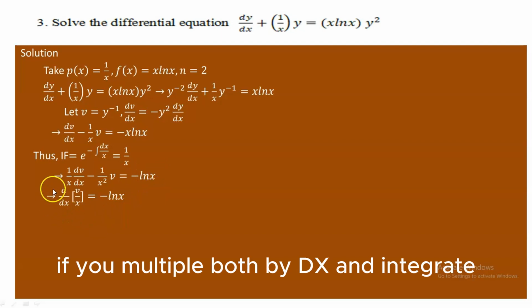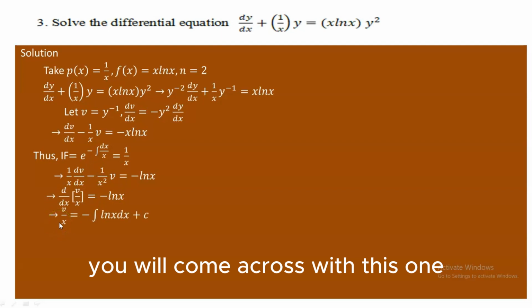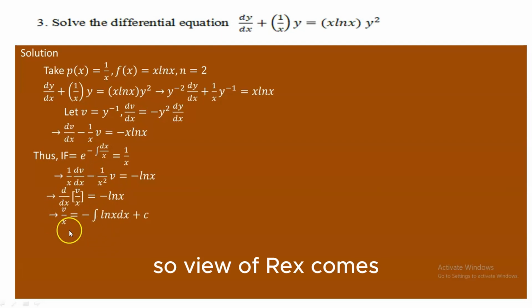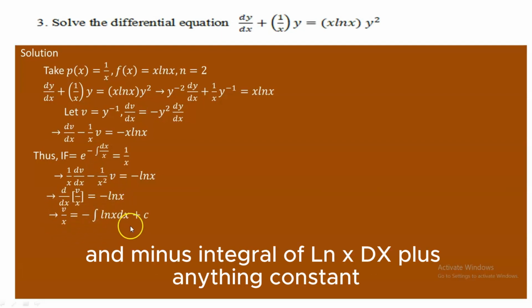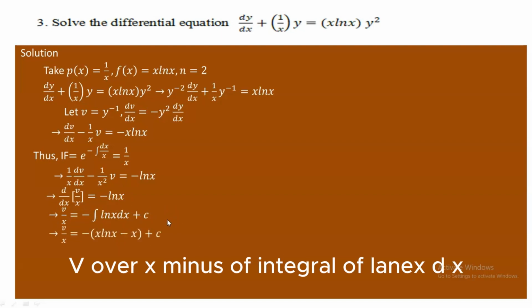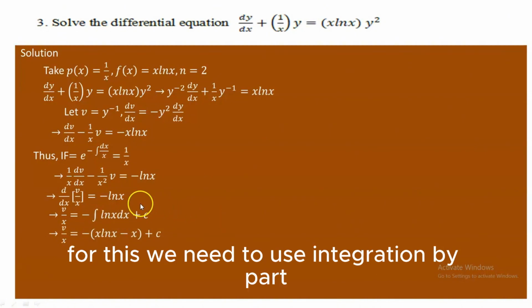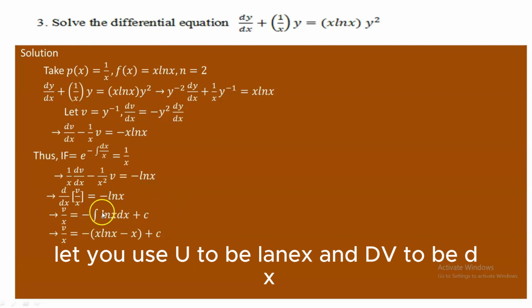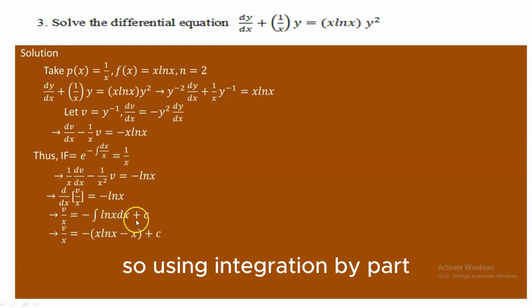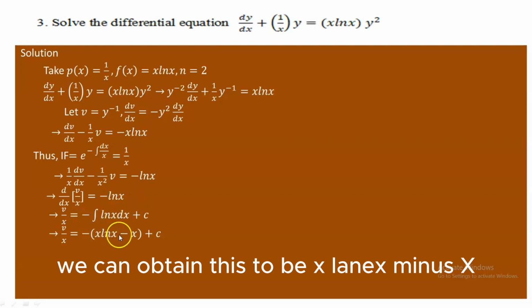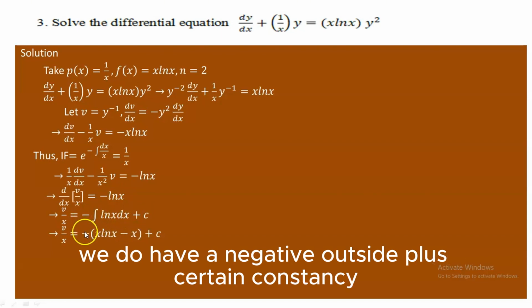So, dear students, if you multiply both sides by dx and integrate, you will come across this. So v over x equals minus the integral of ln x dx plus a certain constant. For this you need to use integration by parts. Need to use u to be ln x and dv to be dx. So using integration by parts, we can obtain this to be x ln x minus x. We do have a negative outside, plus a certain constant c.